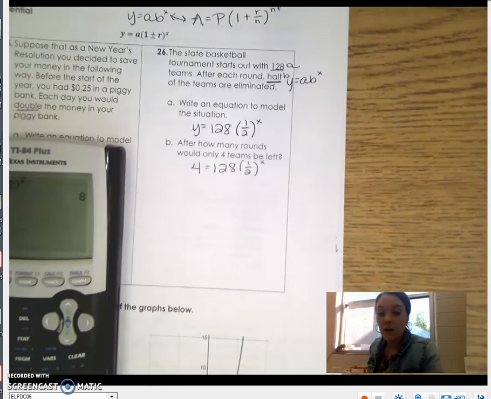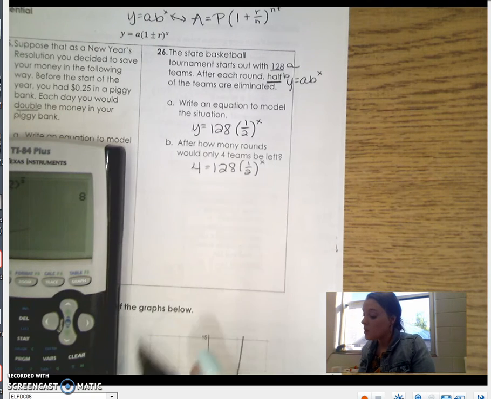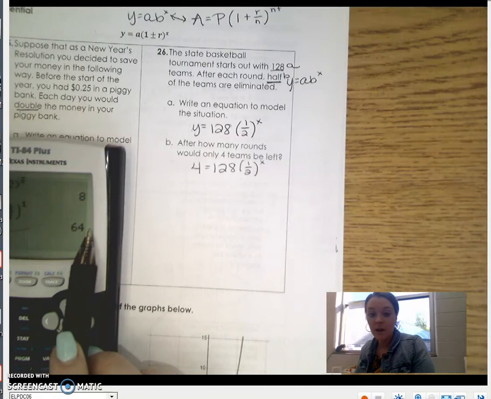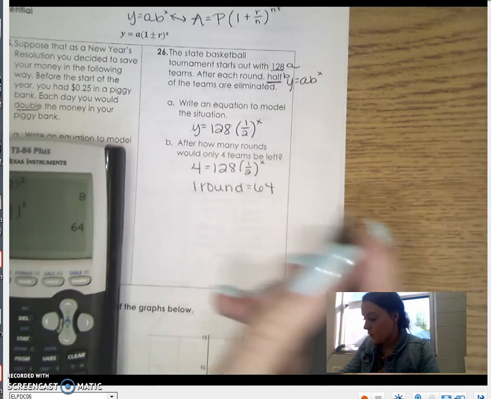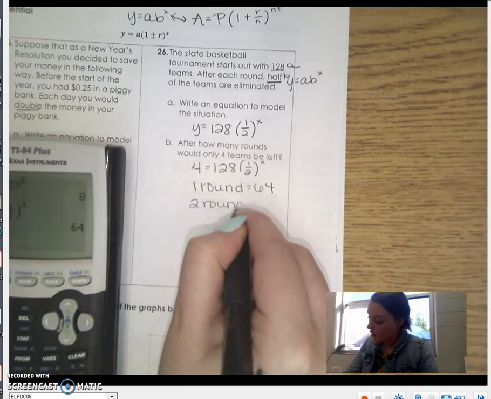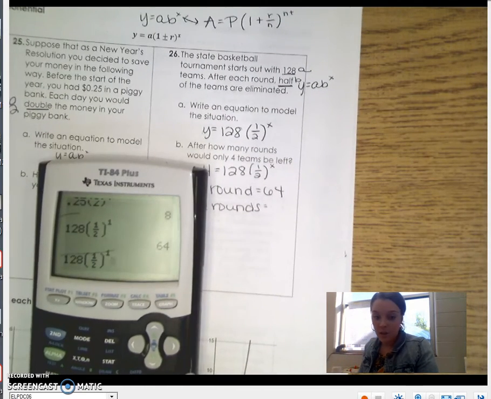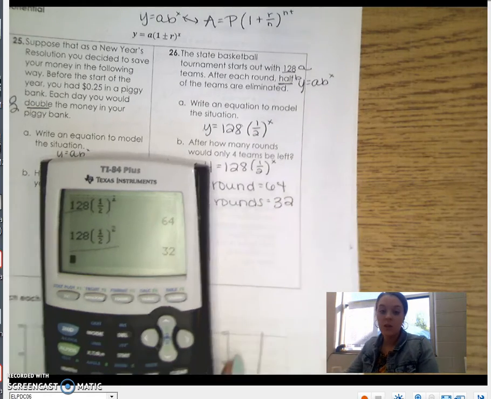And luckily, solving for x in an exponential function was not an algebra standard. So we're just going to start plugging and chugging in numbers. So we're going to do 128 times 1 over 2 to the power of 1. And I get 64. So after 1 round, there would be 64 teams left. Let's see how many would be left after 2 rounds. So I'm just going to highlight it, enter it, and change my 1 to a 2. There's going to be 32 teams left after 2 rounds.